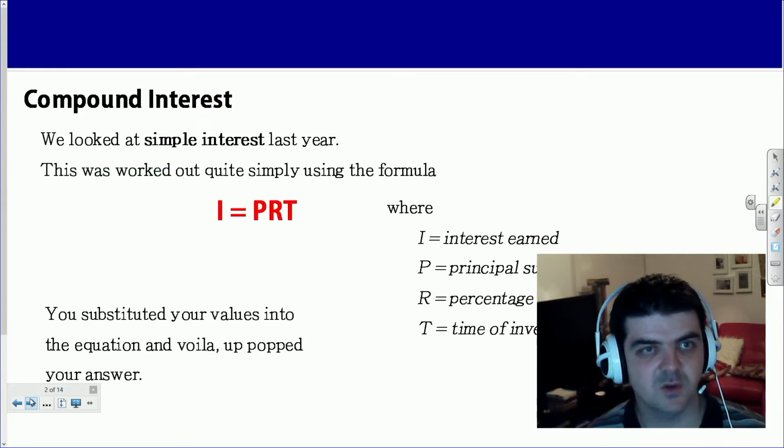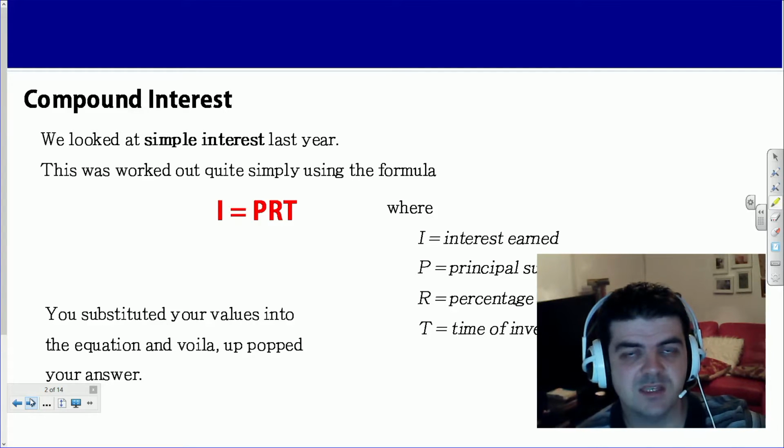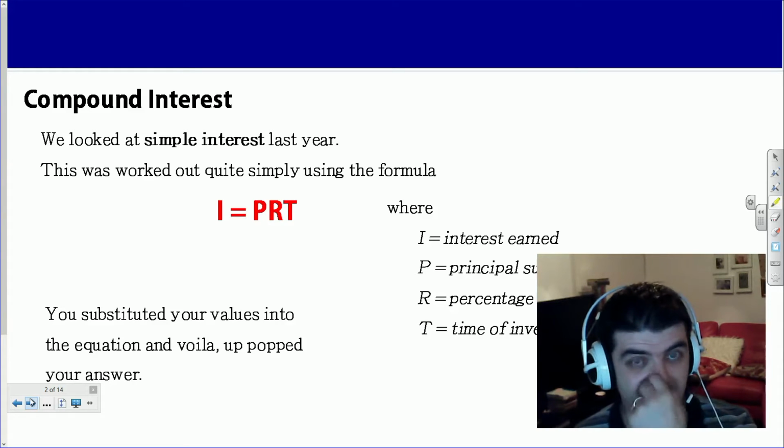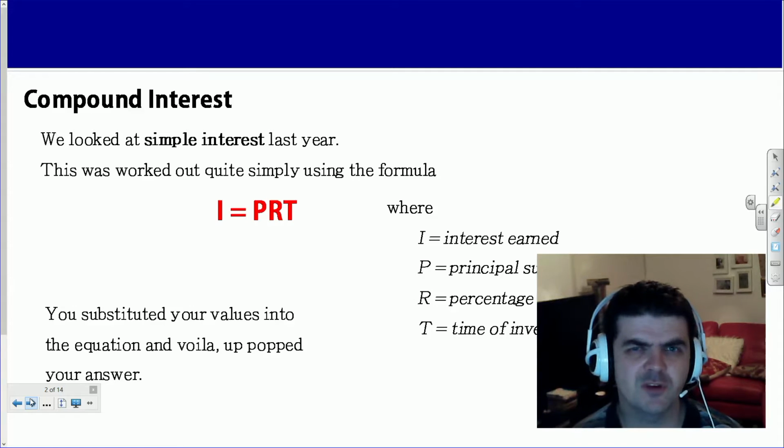First one. So we're going to look at compound interest first. We did simple interest last year, and simple interest was the idea that if you invest money in a bank or take out a loan, that year on year you would accrue interest or pay interest on that amount. And last year we just used a simple formula to do that.